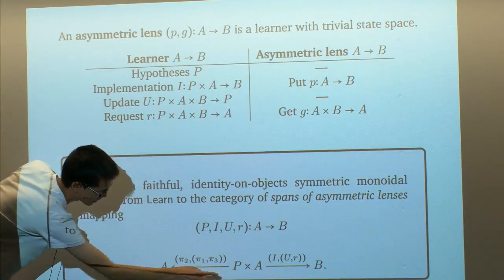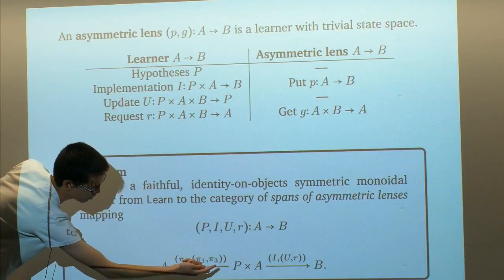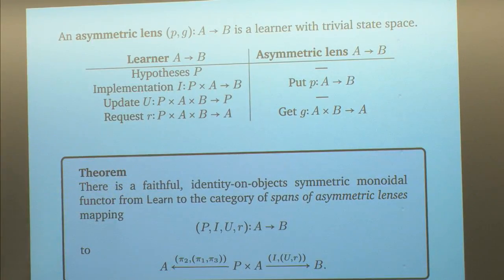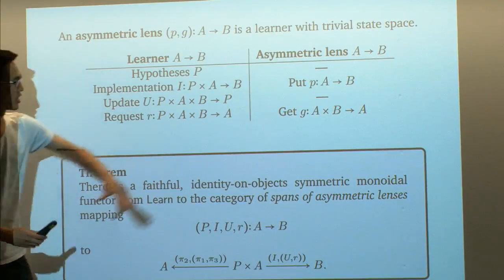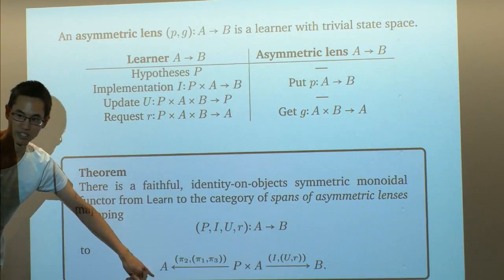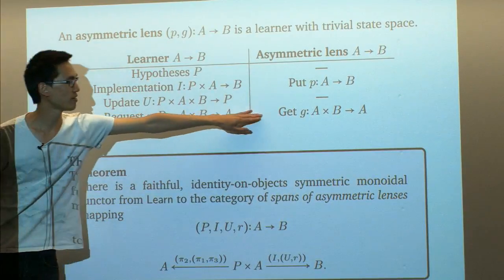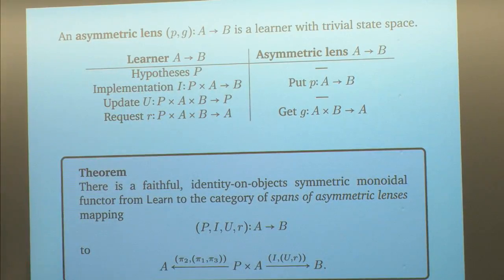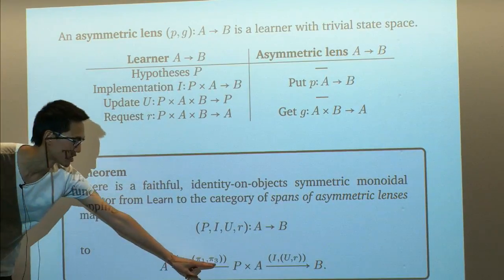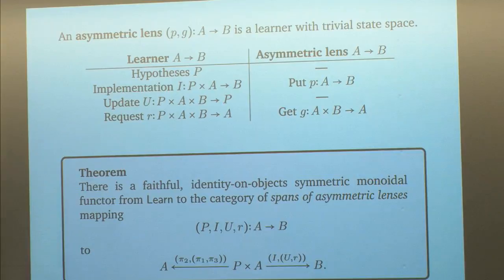So let's try and read this. We have an asymmetric lens from P times A to A. What does this mean? It means we have a put function from P times A to A. We're just going to project out the A value. And we have a get function from P times A to P times A. Right? So what are we going to do for that? We're going to extract the P, and then we're going to use just the second value of A. So this is a simple canonical thing.